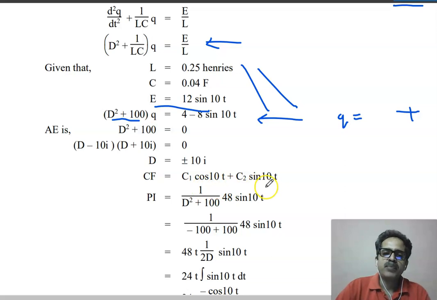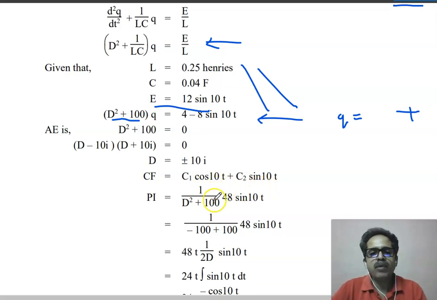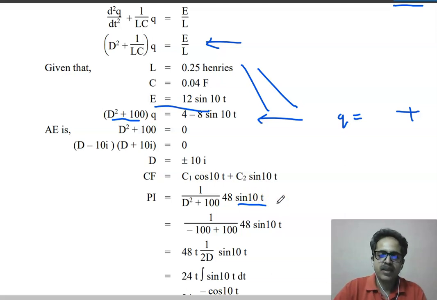Now we have to find PI, and the formula for PI is 1 over phi D acting on f of t. So this right hand side stands for f of t. Now the 48 is a constant. You can take it outside the operator or keep it inside, no problem. The main thing is here sin 10t. The sin 10t has the type sin of ax plus b, that is the second type of shortcut method. Here a is 10, the role of x is played by t, and b is 0.